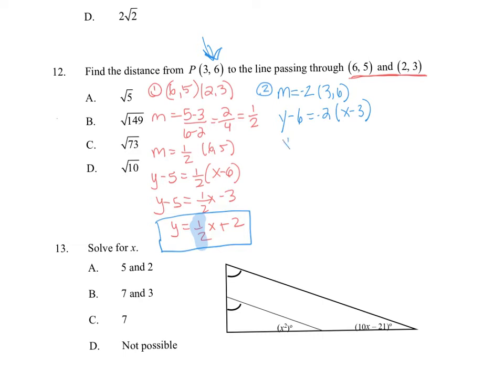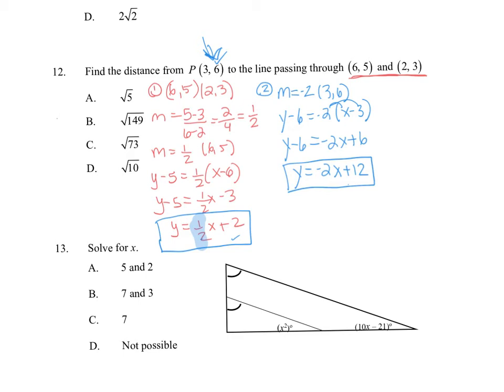And I'm going to do the distributive property, and then solve for y. And so there in step 2, what I've done is found the equation of the line that is perpendicular to this line and goes through the point (3, 6). Okay, so now on to the next step.